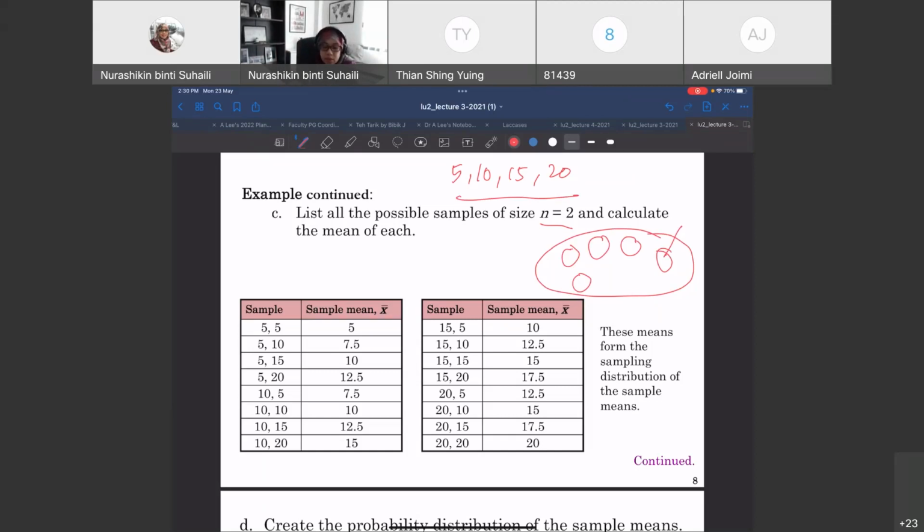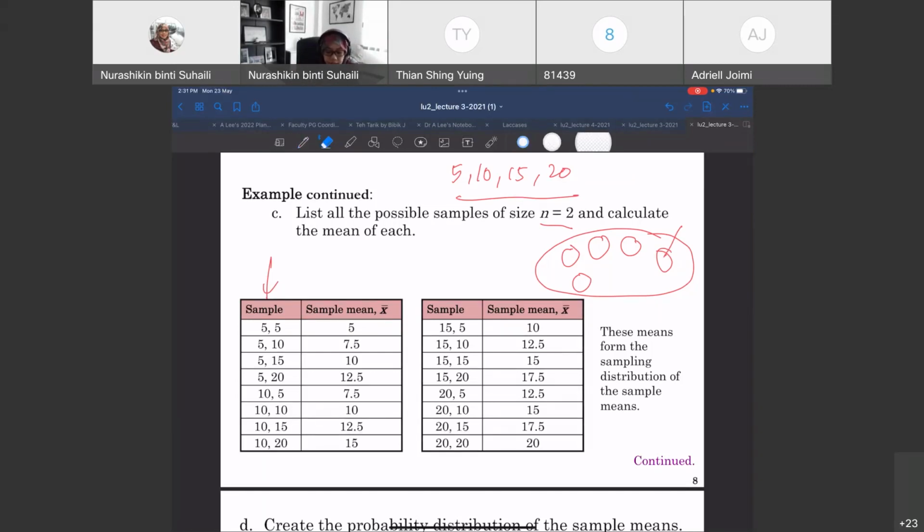You just go one by one. For example, if the sample consists of 5 and 5, that is one possible sample. You list 5 and 5, 5 and 10, 5 and 15, 5 and 20, and then 10 and 5. You just match one by one, until you finish all the combinations.